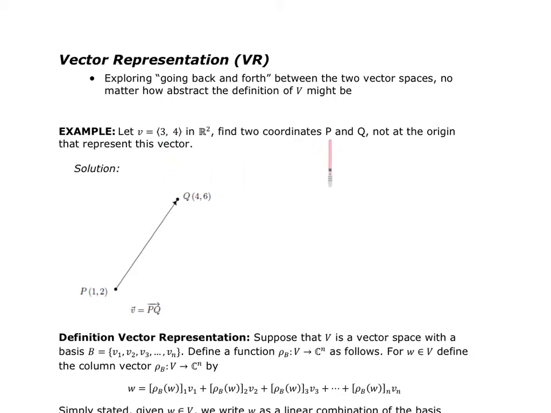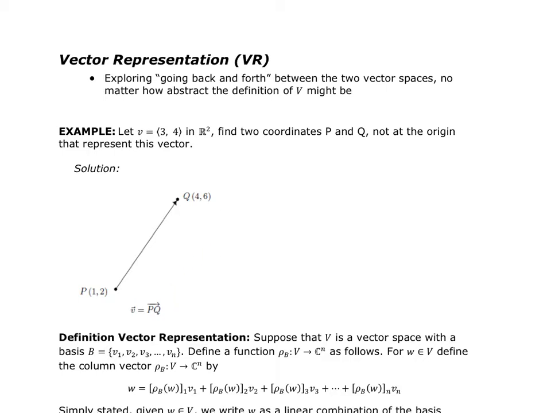I want to find two coordinates p and q that are not at the origin that also represent this vector. It just has to have the same length, the magnitude, and it also has to be in the same direction. So I could choose the point (1, 2) as the initial and (4, 6) as my ending point. This can represent this vector, provided of course that I am going in the same direction as (3, 4) would have gone. And that would be an easy check.